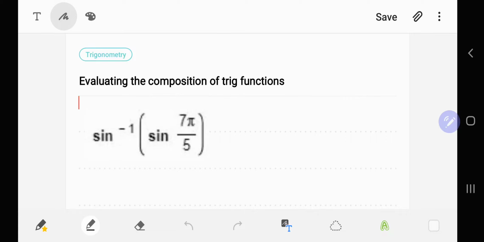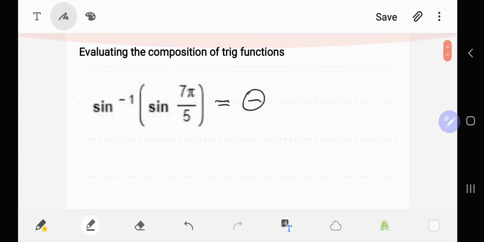Alright, so in this example we're going to be looking at evaluating the composition of trig functions. Here we have the inverse sine of the sine of 7 pi over 5. And so first we're going to say that the inverse sine is going to equal some angle theta.